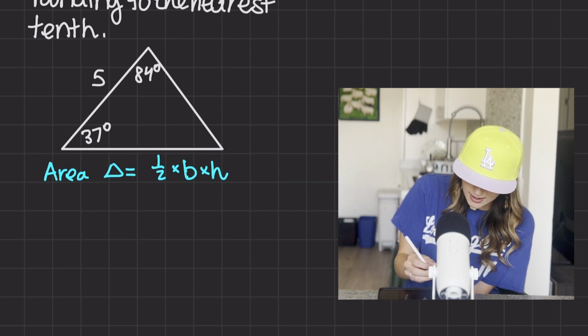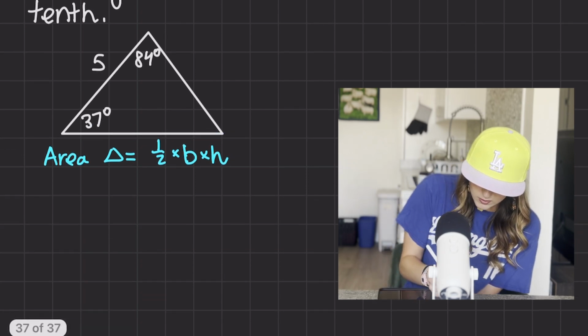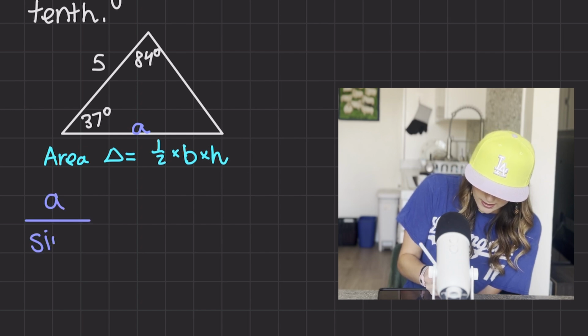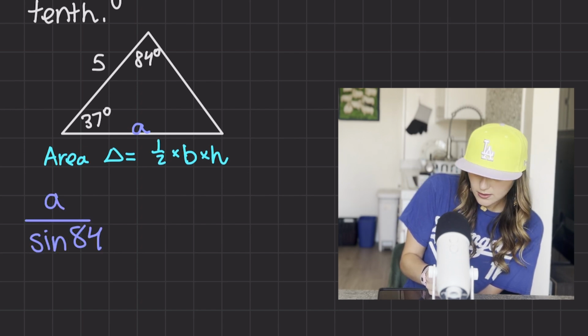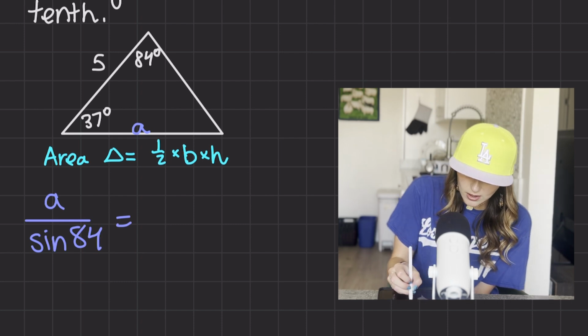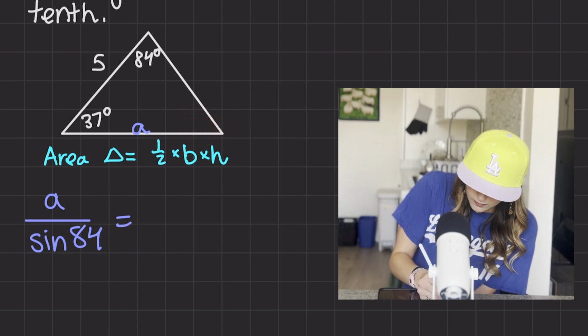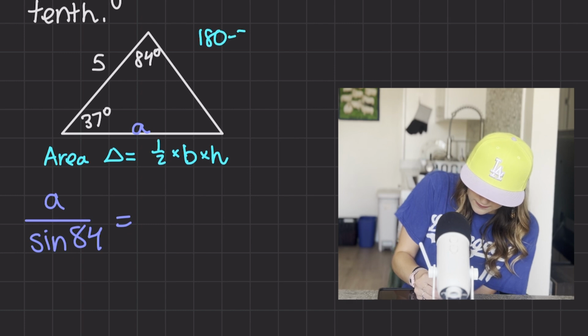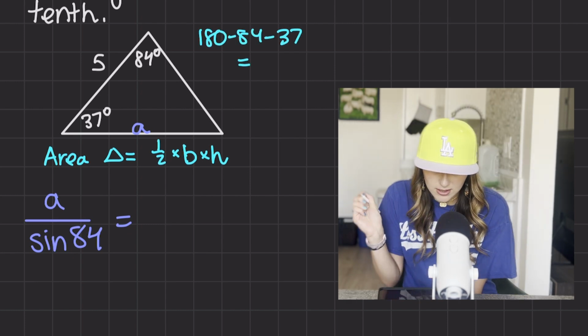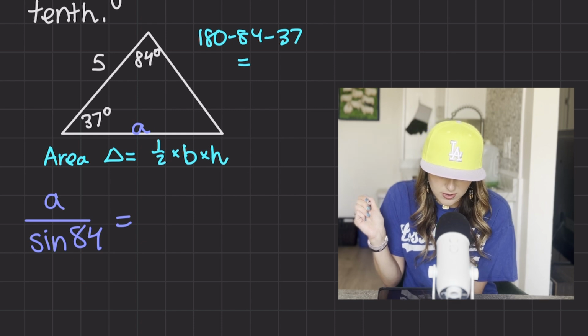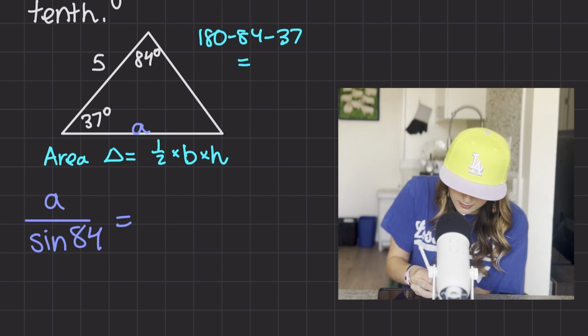This is the law of sines. So we're gonna do this, let's call this A. So A over sine of 84 equals, we have to find this angle, which is 180 minus 84 minus 37. That is going to be 96 minus 37, which is going to be 59.